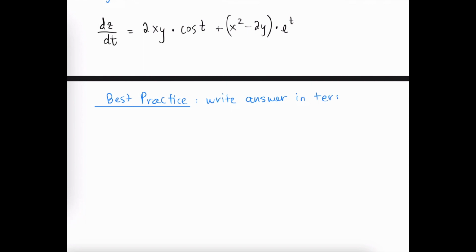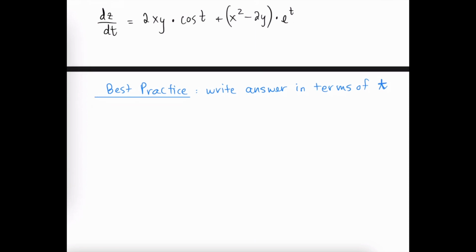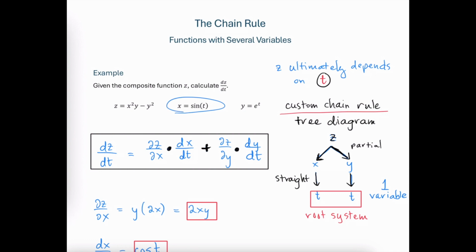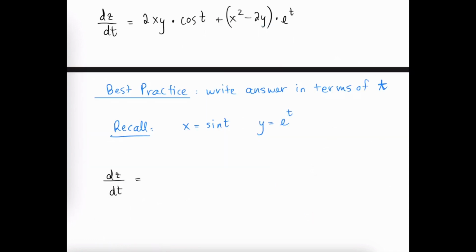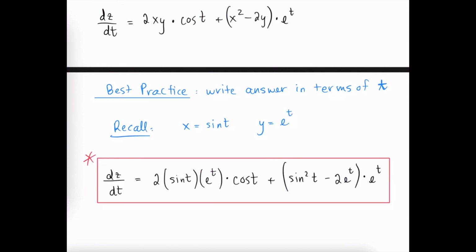Now the best practice is to write the answer in terms of that ultimate independent variable, which in this case is t. So let's see if we can do that without too much difficulty. Let's recall from the beginning that x is equal to sine t and y is equal to e to the t. So let's rewrite dz dt as 2 times x times y. Well, x is sine t, y is e to the t, and then all that's multiplied by cos t, plus x squared is sine squared t, minus 2y is minus 2e to the t, and then we multiply this by e to the t. And so we'll leave this as our final answer.